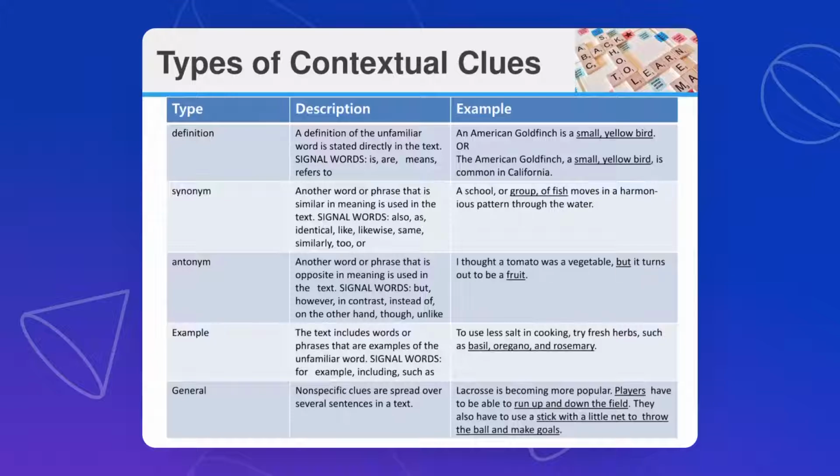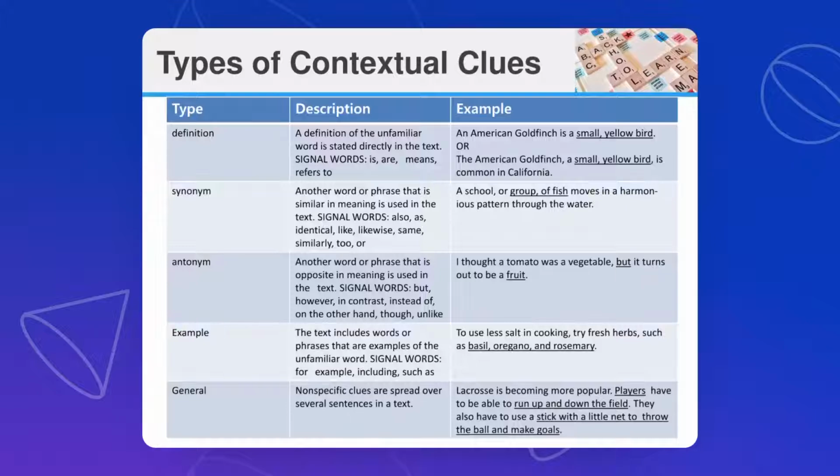Antonym, words that have the opposite meaning. And we'll have clues for those where it'll say but or however instead, on the other hand. Here, I thought a tomato was a vegetable, but it turns out to be a fruit. Okay, so a tomato is what? It's a fruit.